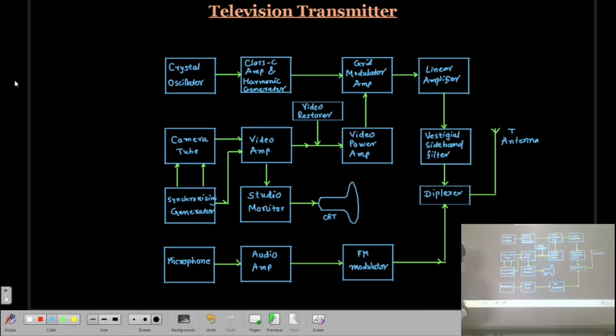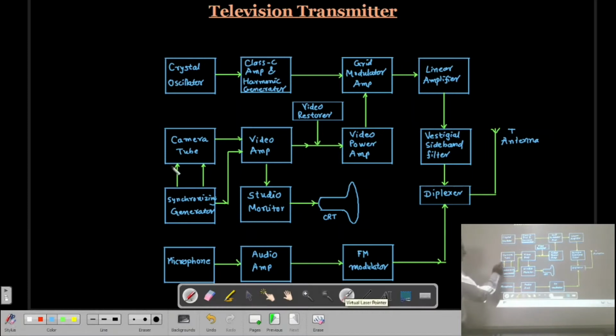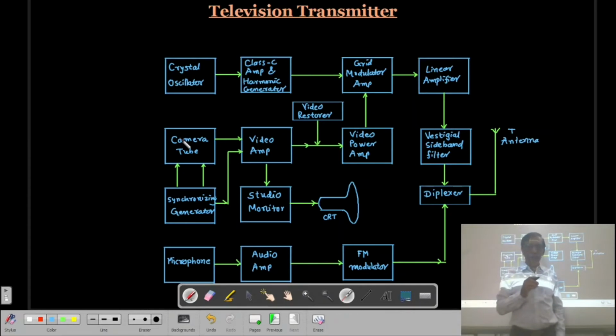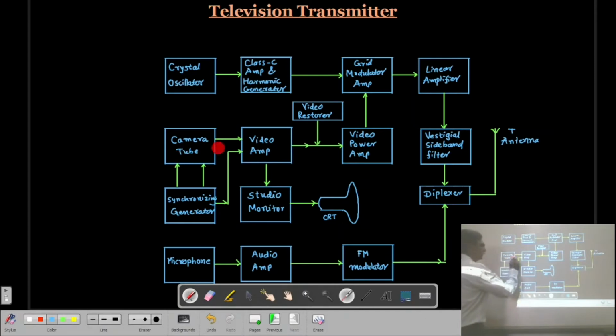First of all, if you see, we have a camera tube. Already you know what is the function of the camera tube. When the picture or any object is focused on a camera tube, then the camera tube converts this picture information into a video signal. So the output of this camera tube is given to the video amplifier.